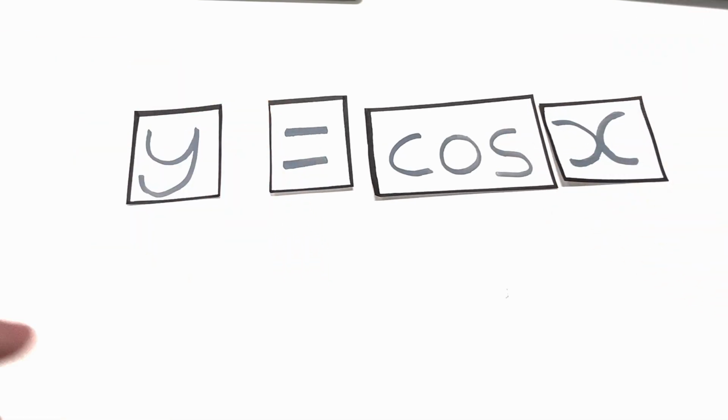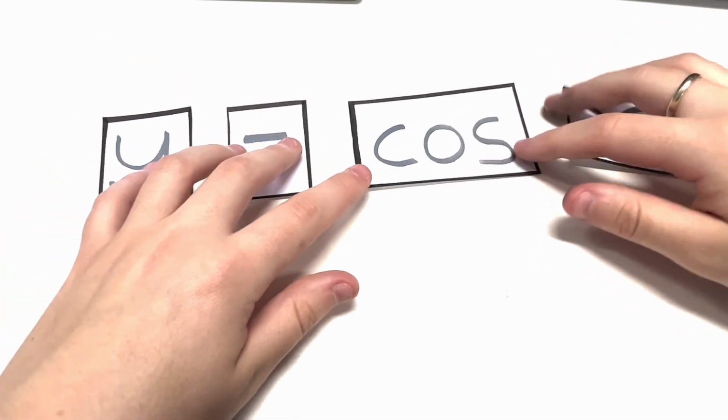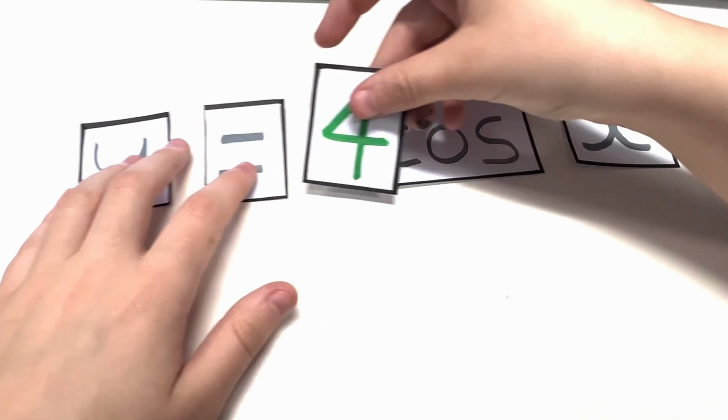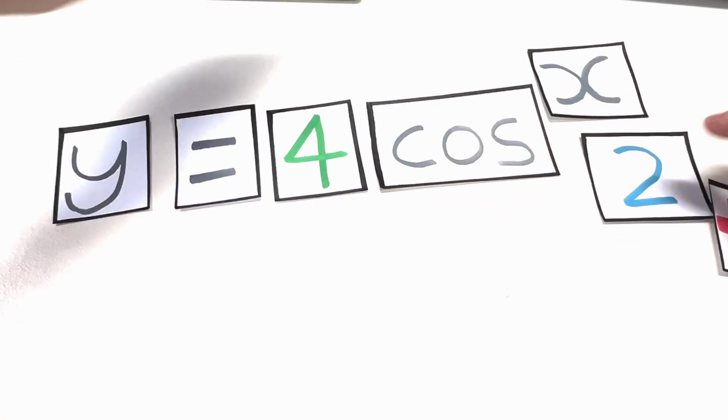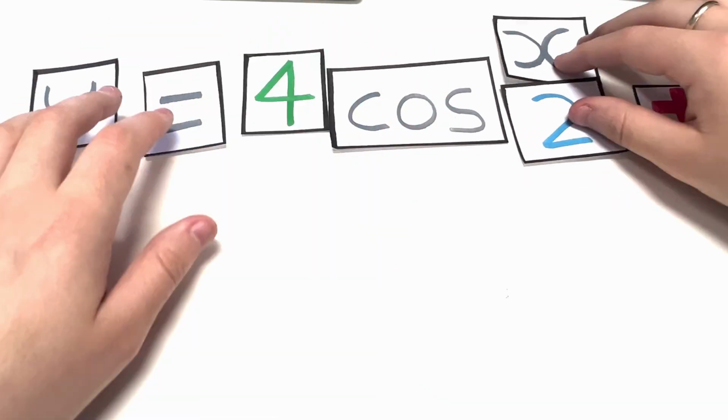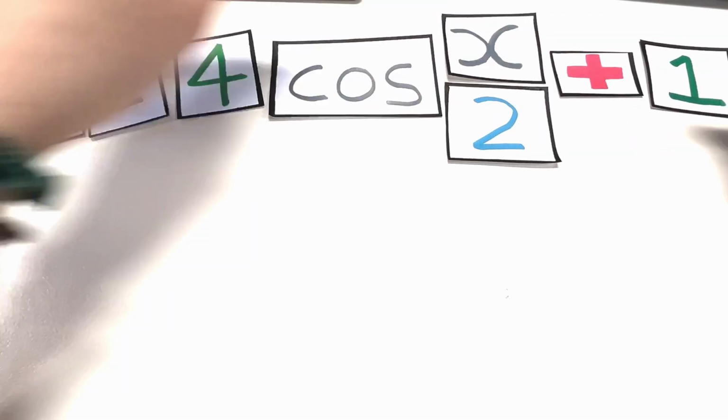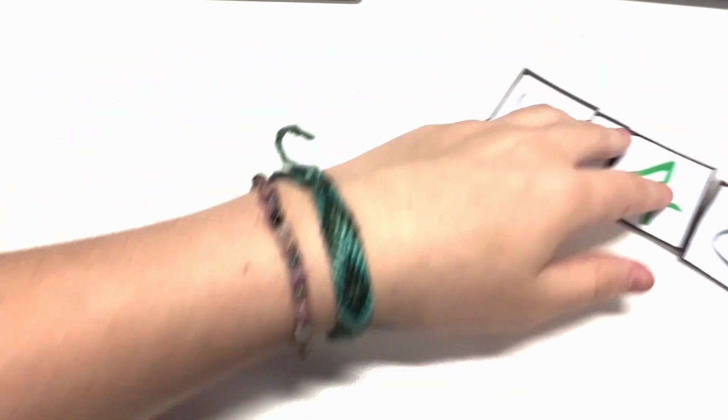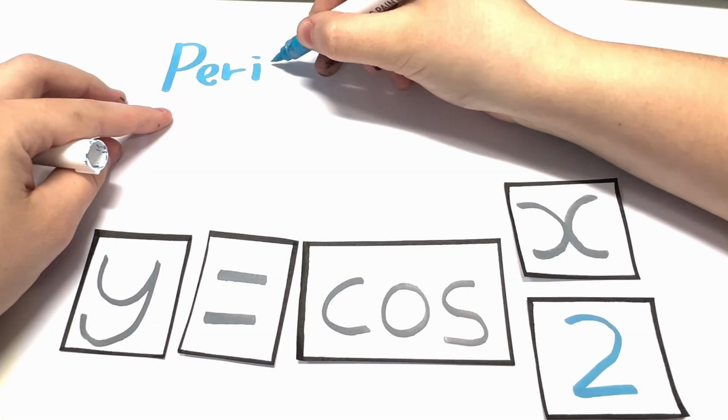Today I'm going to be going over how the function y equals cos x is translated and dilated into the function y equals 4 cosine x on 2 plus 1, the first of which is the period. The period is known as the horizontal dilation.